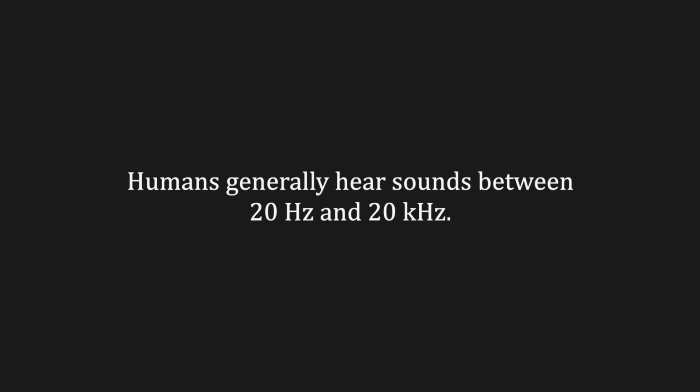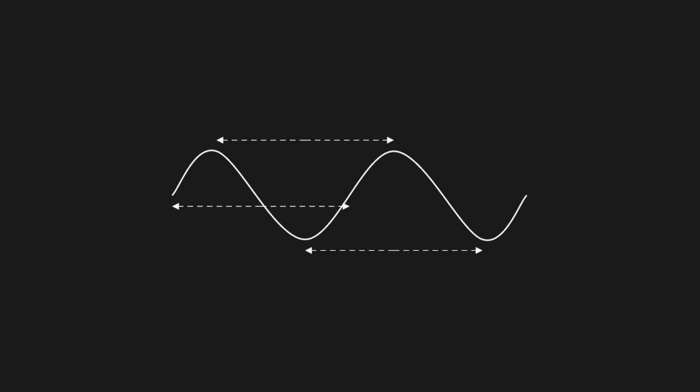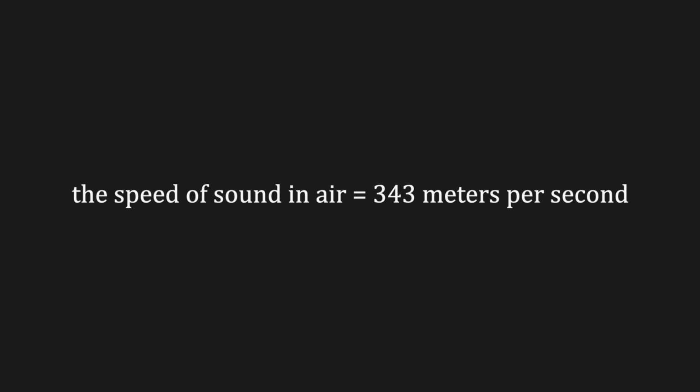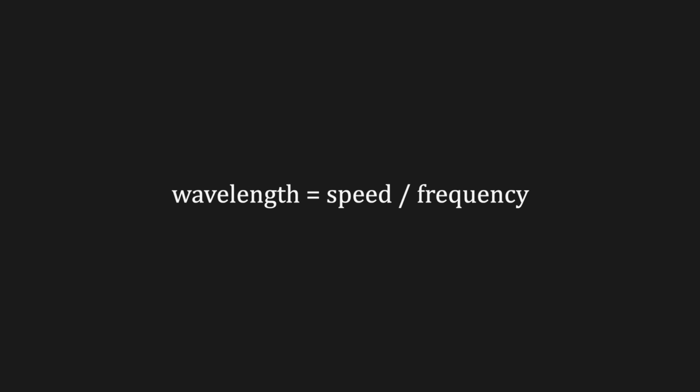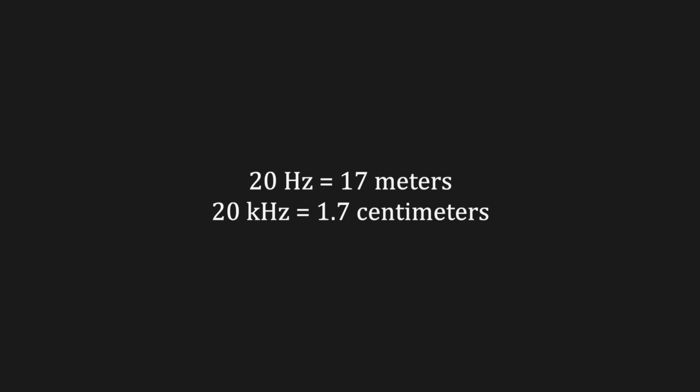Humans generally hear sounds between 20 Hz and 20 kHz, so most audio equipment is designed for that range, though digital devices can handle higher frequencies. The wavelength is the distance a sound wave travels during one cycle. Because the speed of sound in air is nearly constant, about 343 meters per second, wavelength equals speed divided by frequency. For example, a 20 Hz sound has a wavelength of about 17 meters, while a 20 kHz sound has one of about 1.7 centimeters.